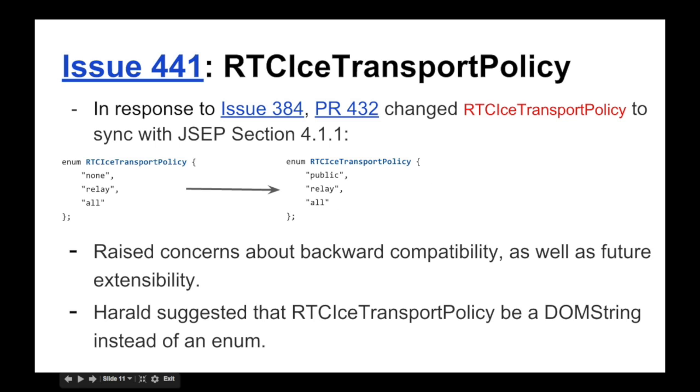Issue 441, RTCIceTransportPolicy. Okay. So the issue here was that JSEP had a public value and didn't describe none, and the spec had none as an RTCIceTransportPolicy. So what we did was to substitute public for none, and that raised some concerns about backward compatibility, like existing browsers had none and what would happen there, as well as future extensibility, like if we were going to add additional values. So Harold raised the question of whether having RTCIceTransportPolicy as an enum was such a great idea to begin with, and whether we should either change that or some new thing to be a DOMString instead.